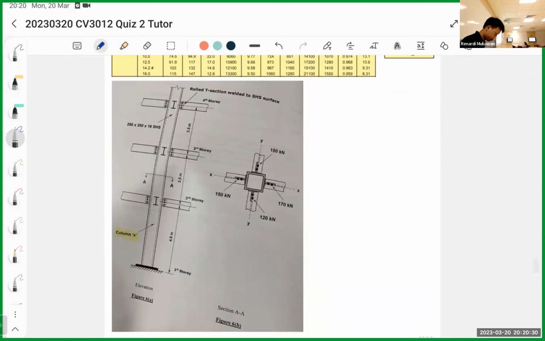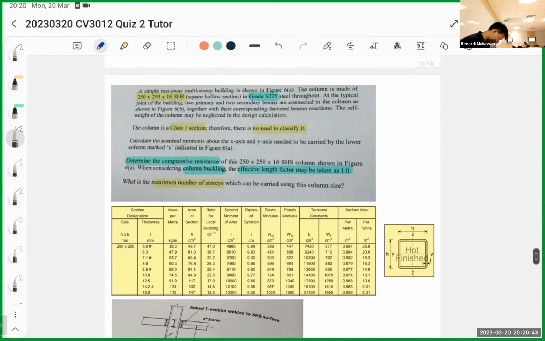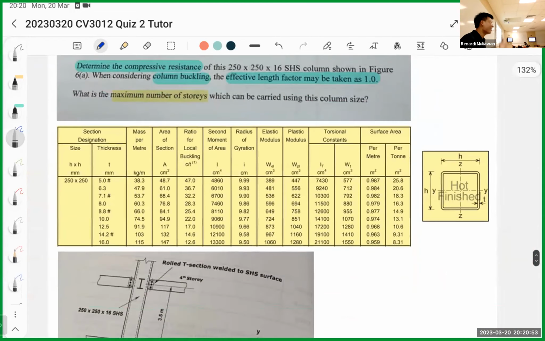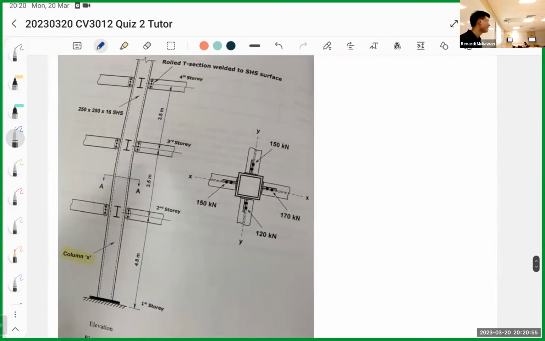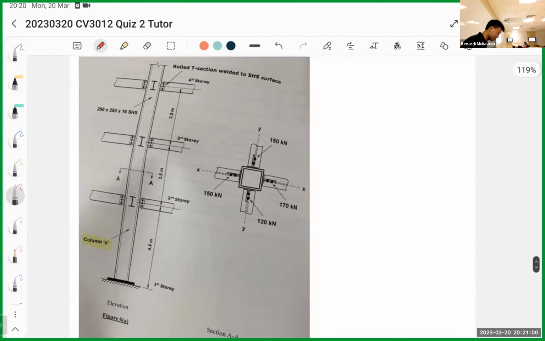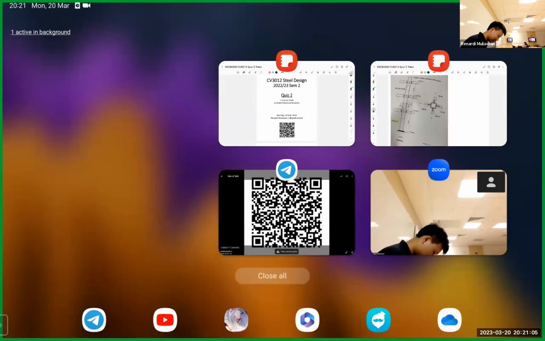So how to start? Wait, give me a second. First, you need to find the compressive resistance. I know how to do it, I just need to present it in a good way. Okay, let's find the resistance first.